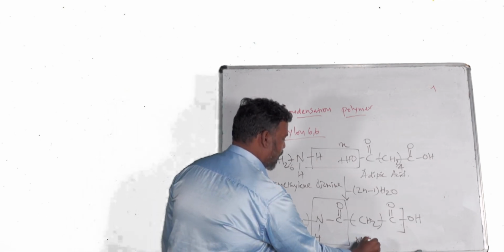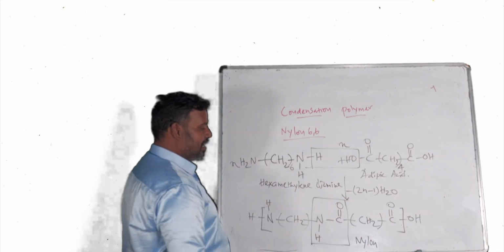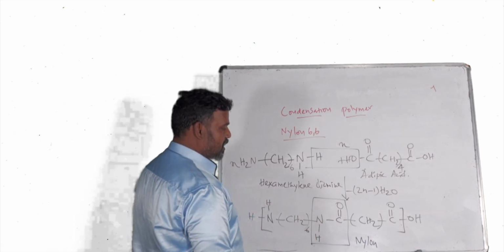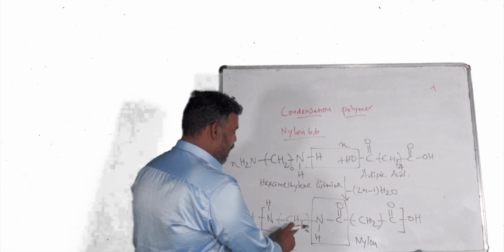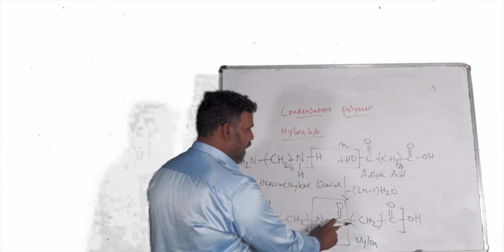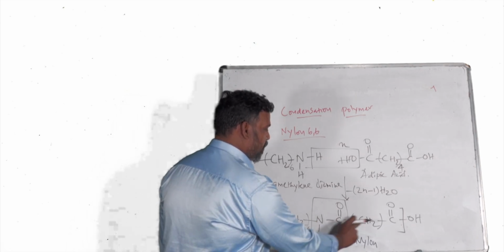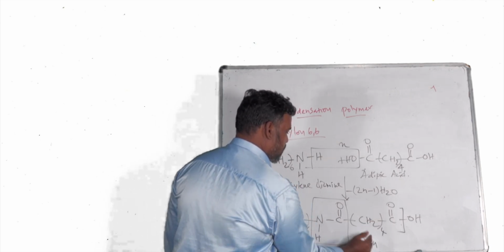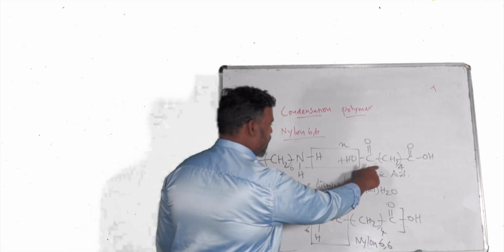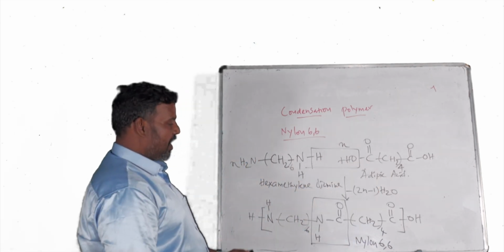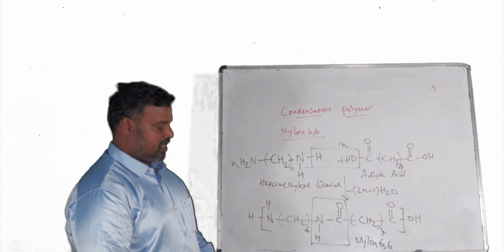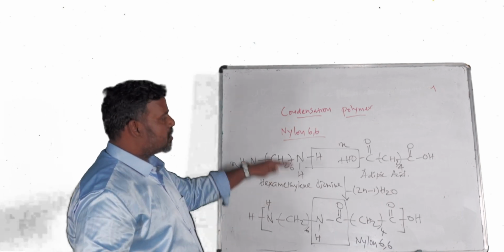The commercial name of this polymer is nylon, and it has 6 methylene groups, 6 carbons, and another 6 carbons from another monomer. So you're having 4 carbons here, 5 and 6. So 6,6 means 6 carbons here, 6 carbons here. So the monomers have 6 carbons, and you end up preparing nylon 6,6. This is an example of a condensation polymerization.